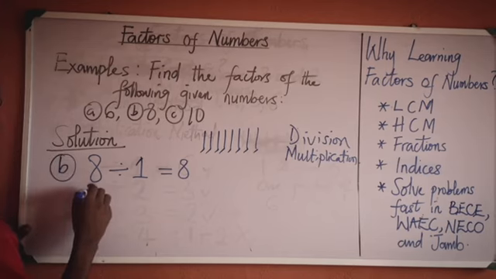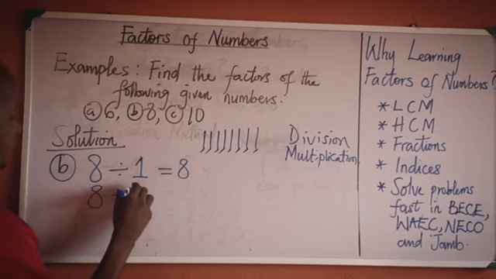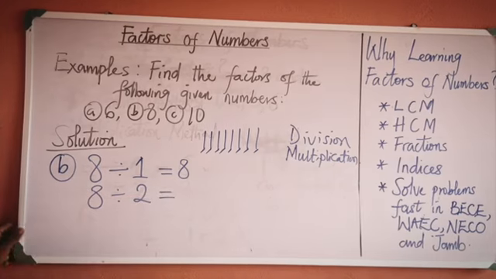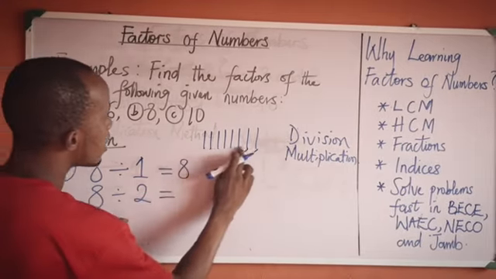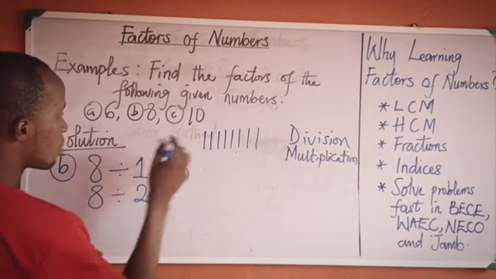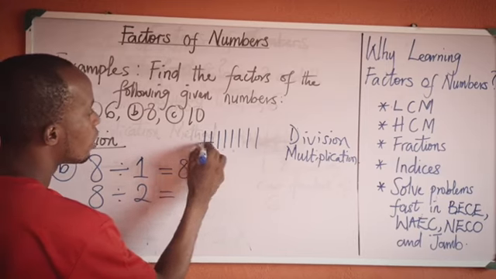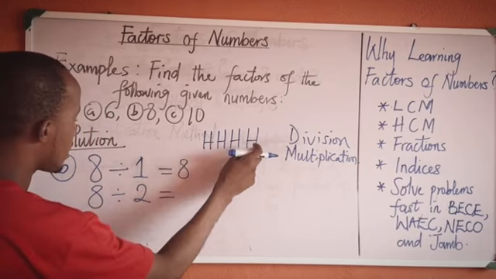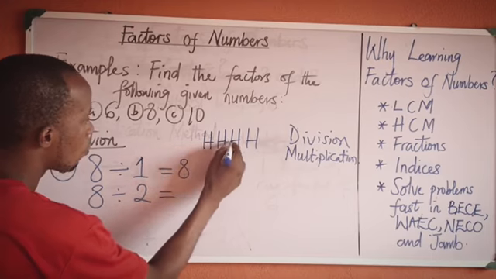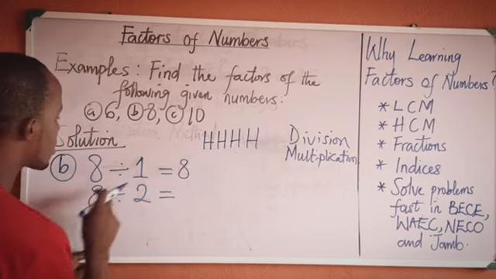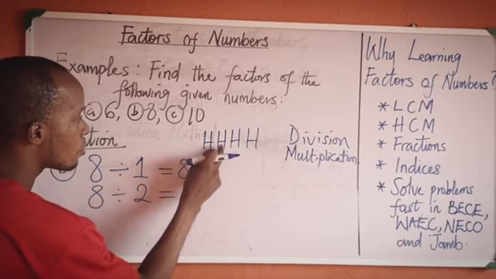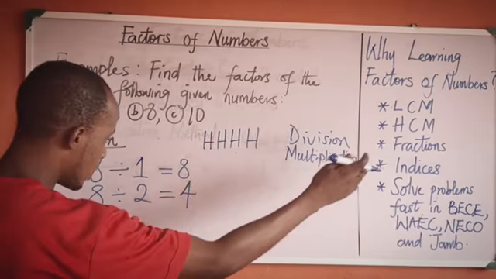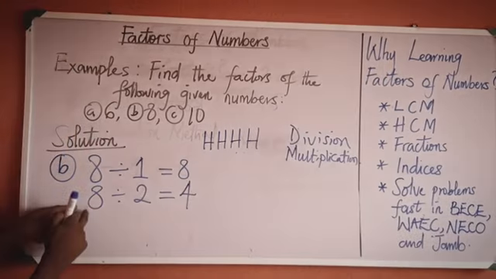Okay, I move to the next step. The given number 8 divided by 2, which is the next whole number after 1. This is 8 counted already. We are using 2 to divide it, so I count my 2 out: 1, 2, 3, 4. 2 divides 8 how many times? 1, 2, 3, 4. 4 times without any remainder. So we can say that 2 is a factor of 8.